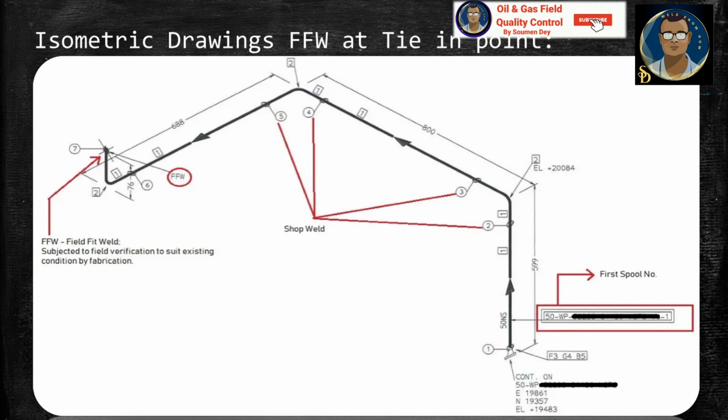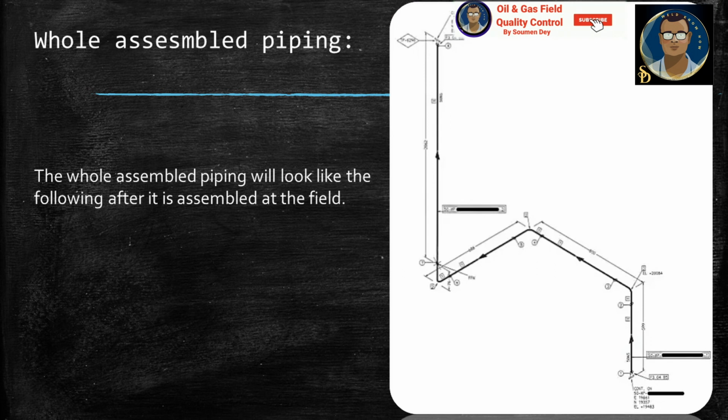Here is another sketch for you to show the FFW or field fit weld, subjected to field verification to suit existing condition by fabrication. Here is a whole assembled piping. The whole assembled piping will look like the following after it is assembled at the field. You can see the field weld here. So that's all for some advanced information of isometric drawing.